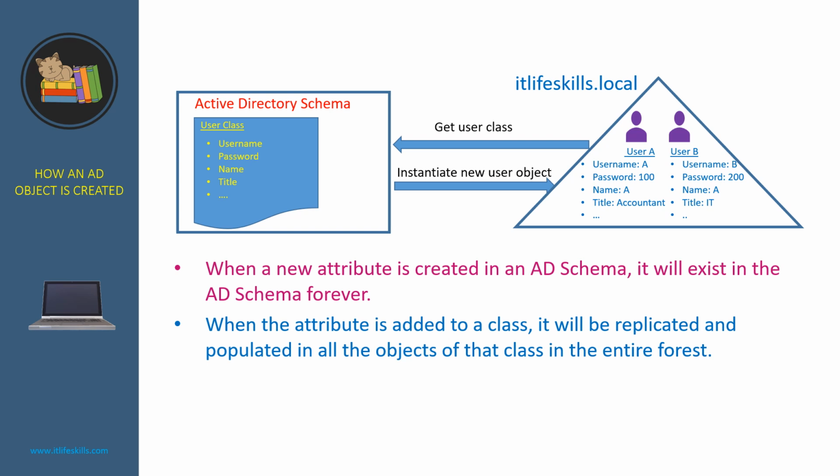When a new attribute is created in an AD schema, it will exist in the AD schema forever. When the attribute is added to a class, it will be replicated and populated in all the objects of that class in the entire forest. For example, when we create a new hobby attribute and associate it with the user class, the hobby attribute will be replicated and populated in all the user objects in the entire forest.